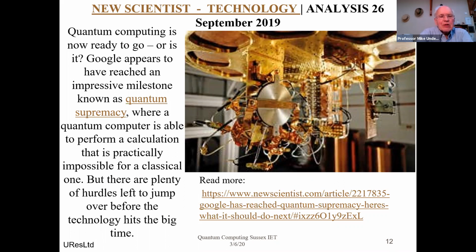It also mentions Google's claim that they have reached the impressive milestone known as quantum supremacy. And it's been very difficult. Now, you can see a picture of it there, and you can read more about it in the article. One of the things which is not shown in that picture, which we'll show in a moment, is the fact that all that lot is in a container which is, as it mentions, at 14 millikelvins.